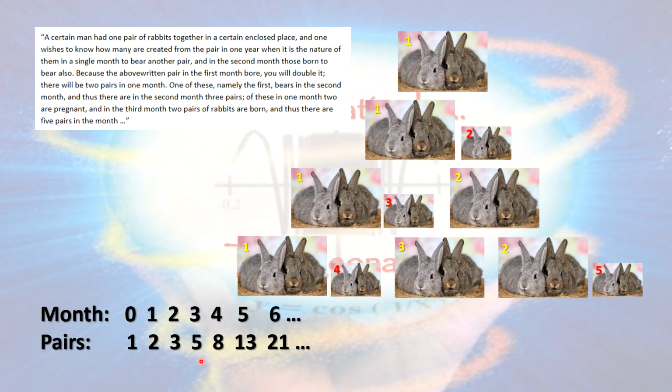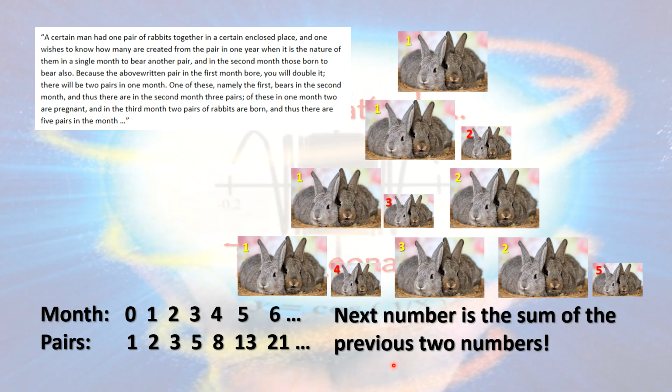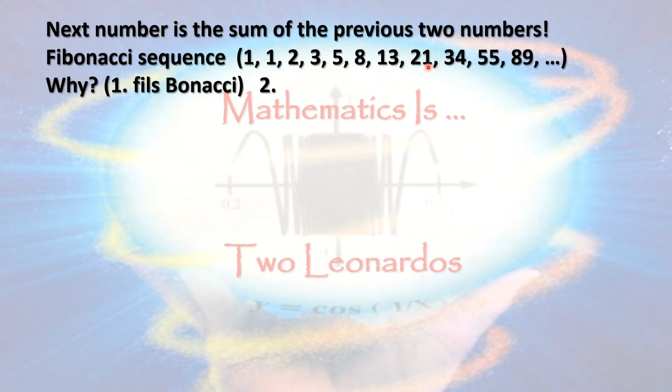That might be a surprise after 1, 2, 3. If you continue to track the rabbits month by month, you'll get 8 next, then 13, and then 21. Do you see the pattern? 1, 2, 3, 5, 8, 13, 21. It looks like the next number is the sum of the previous 2. That would make the following number 34, then 55, and so on. We call this sequence of numbers the Fibonacci sequence.